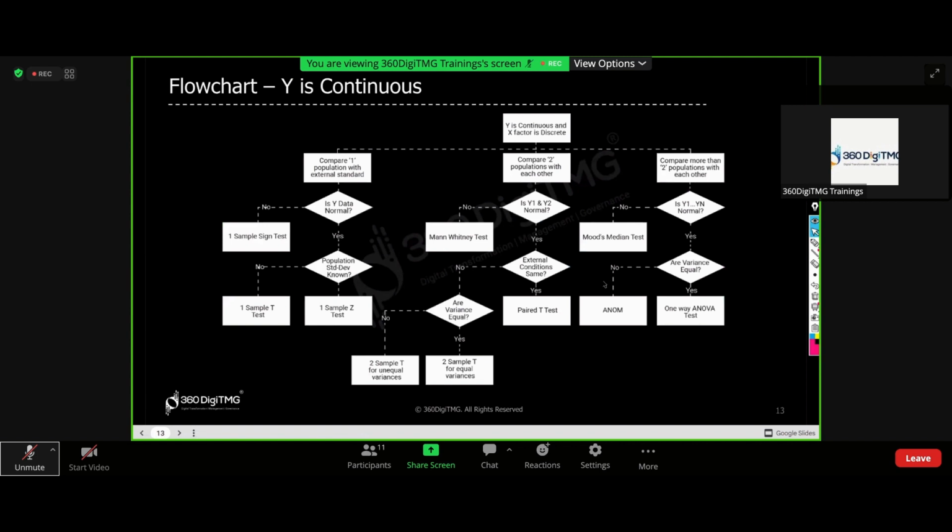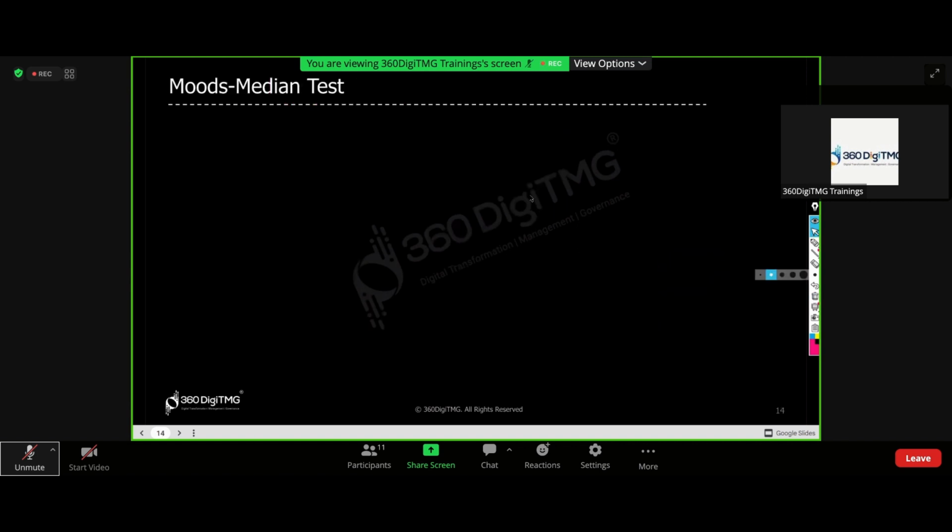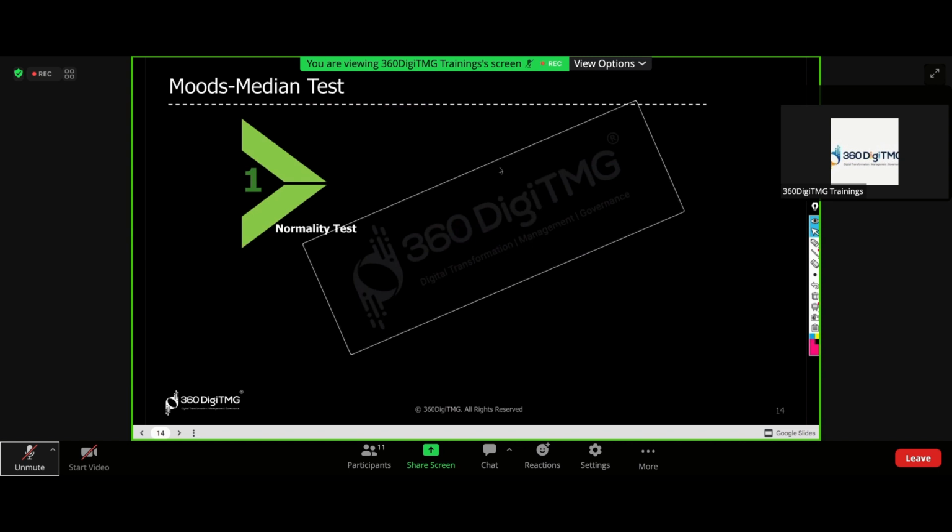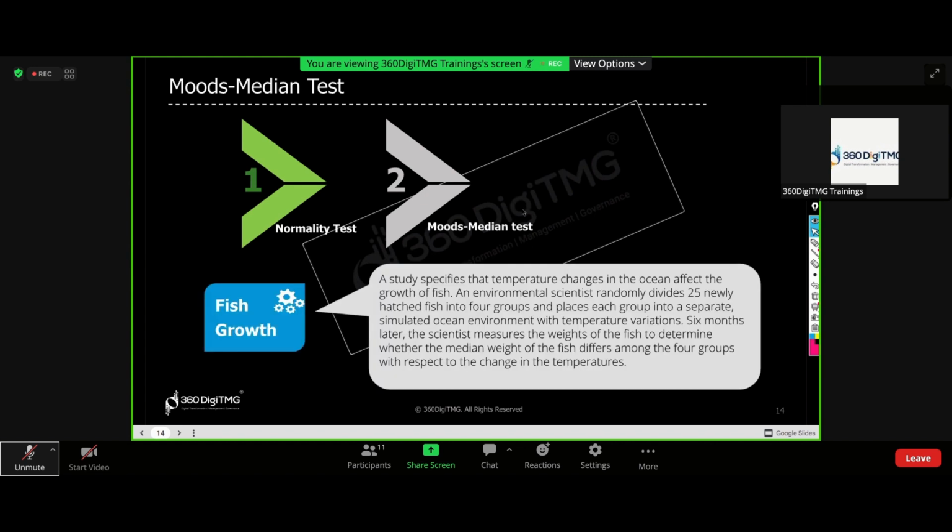So this is also the same thing. Y is continuous. If it is normal, you will go with variance. If it is equal variance or unequal variance, for equal variance you will go with the ANOVA test. Right? The same flow chart when Y is continuous. Then you have the Mood's median test, the normality test, and you have further study about this.